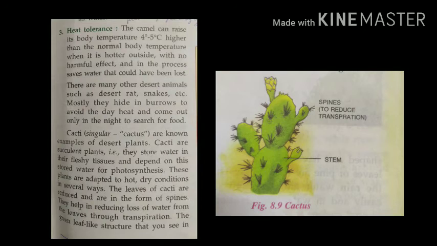The green leaf-like structure shown in the picture is nothing but its stem. Photosynthesis is carried out by the thick green stem. The stem is also covered with a thin waxy layer which helps to reduce the loss of water. Cactus have long roots which go deep down into the soil for absorption of water.